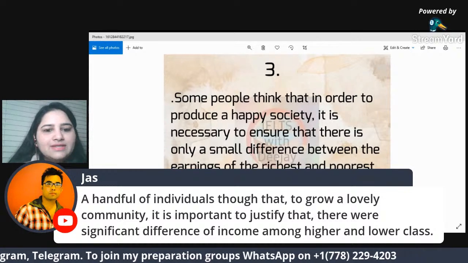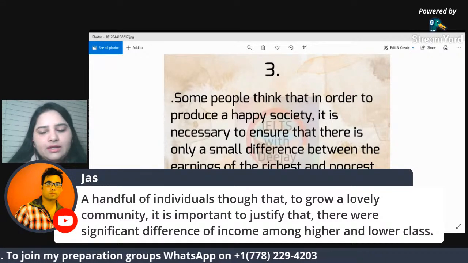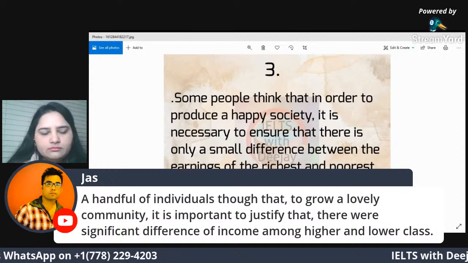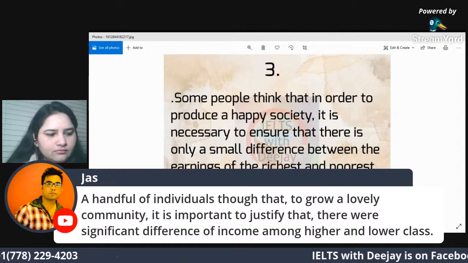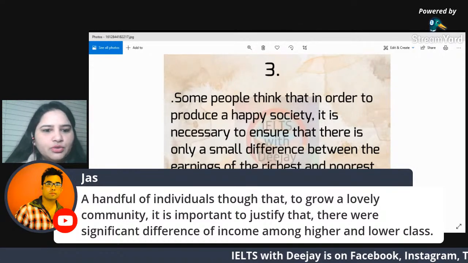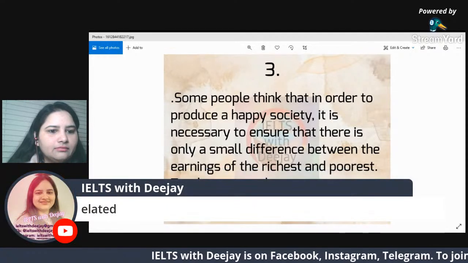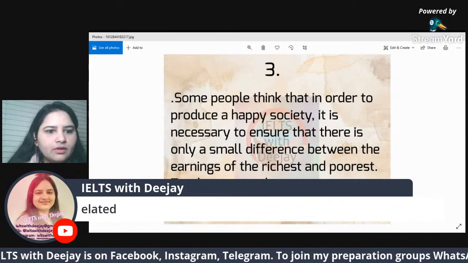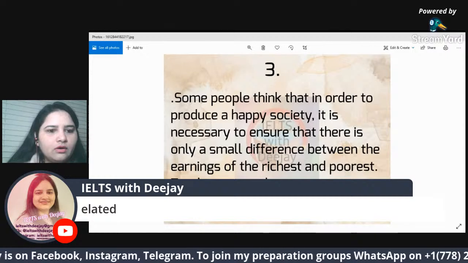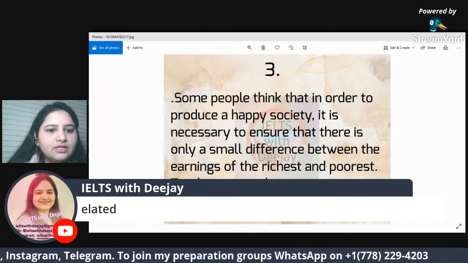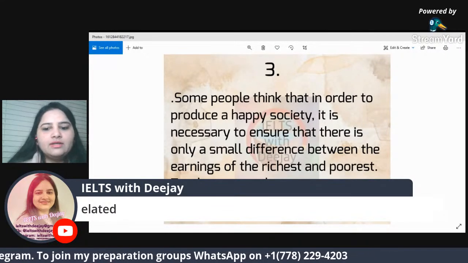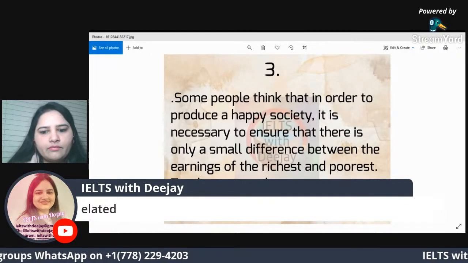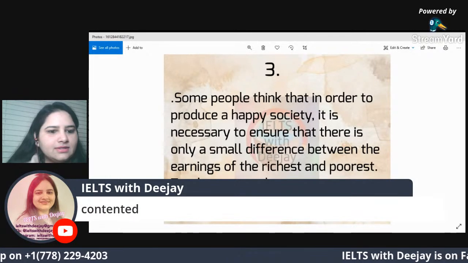For happy, we can say elated society. Elated is happy. This is what you can change. Elated. Or you can say contented. Contented is satisfied. This is satisfied.